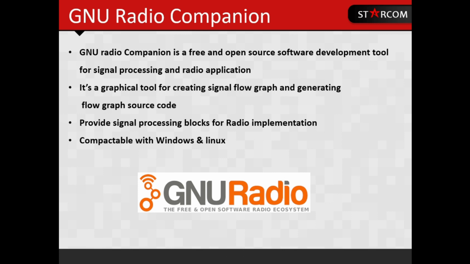In order to make use of this SDR device, we need software support on the system. The software that supports this SDR is GNU Radio Companion, an open source, free software development tool for signal processing and radio applications. It is a graphical tool for creating signal flow graphs and generating flow graph source code. It provides signal processing blocks for radio implementations, and is compatible with both Linux and Windows. For Windows, it is supported from Windows 10 onwards.